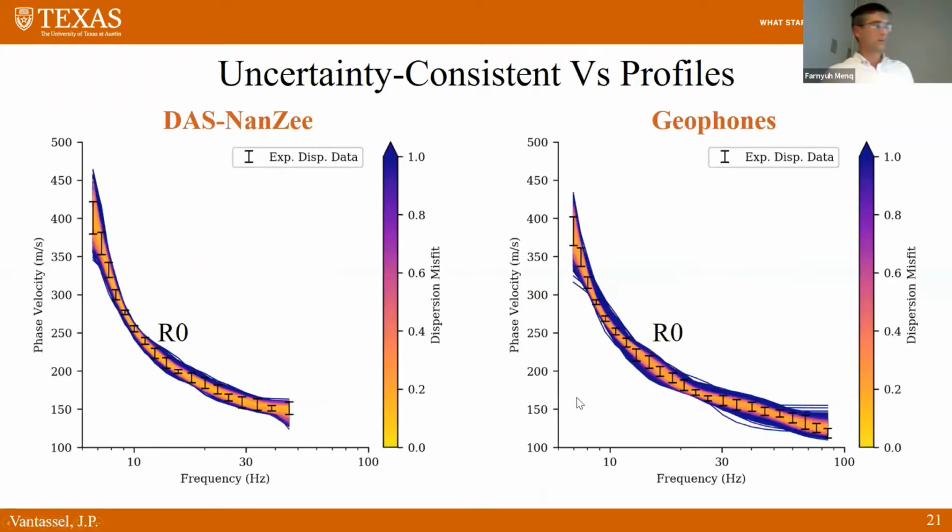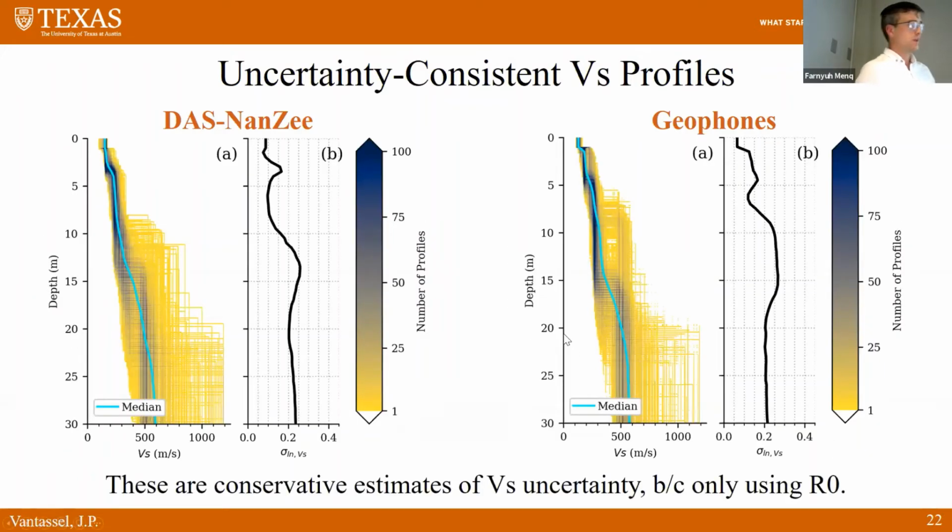And the end result, after we follow through that uncertainty consistent procedure, is that here we're showing 1,000 theoretical dispersion curves, which are associated with our shear wave velocity models that I'll show in a second. These are representative of not only the mean, but also the standard deviation at each frequency that we were able to recover, the left being the DAS and the right being the geophones.